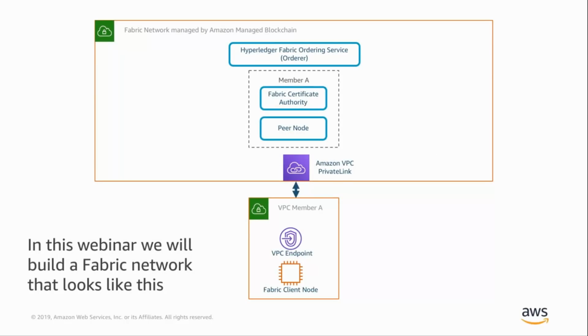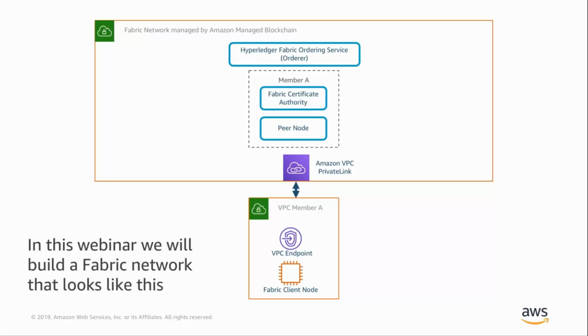Right, so in this webinar, we are building a Fabric network that looks like this. You can see that there are two parts to this diagram over here. The top part is a Fabric network managed by Amazon Managed Blockchain. Now, an Amazon Managed Blockchain Fabric network consists of three main components.